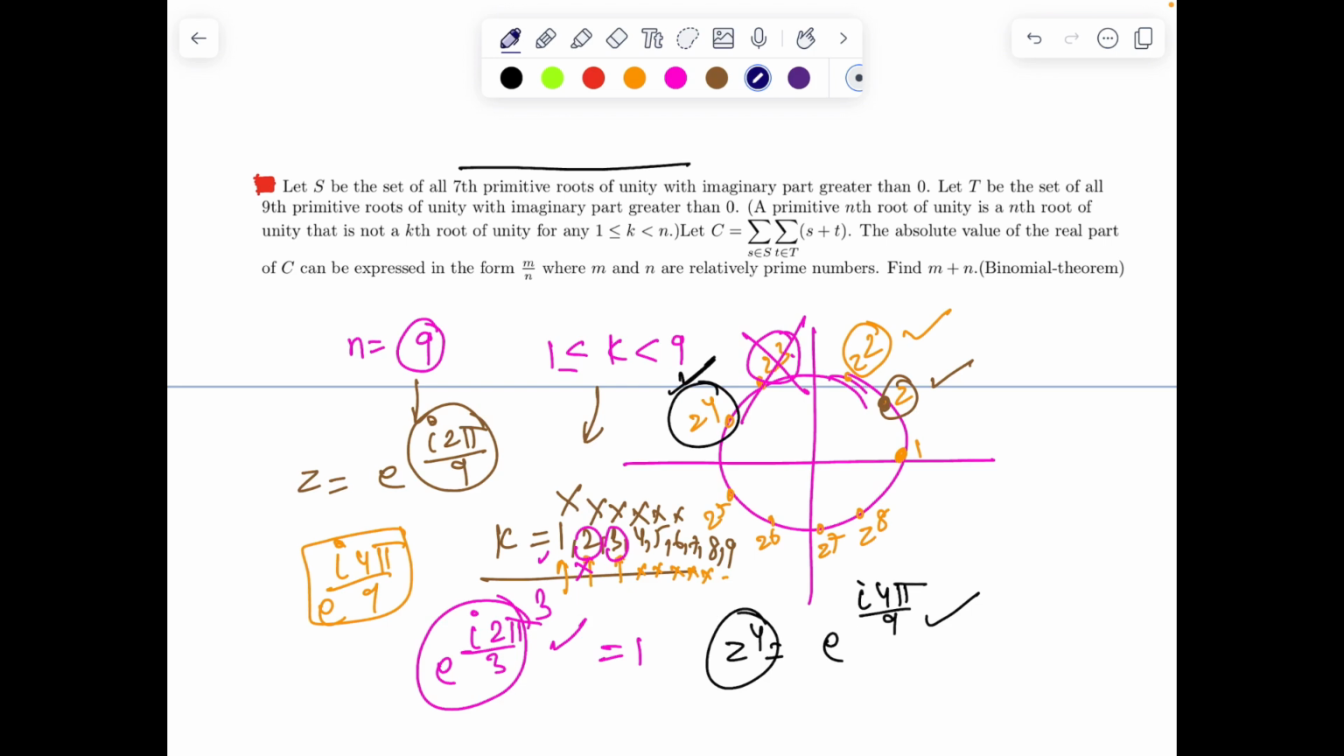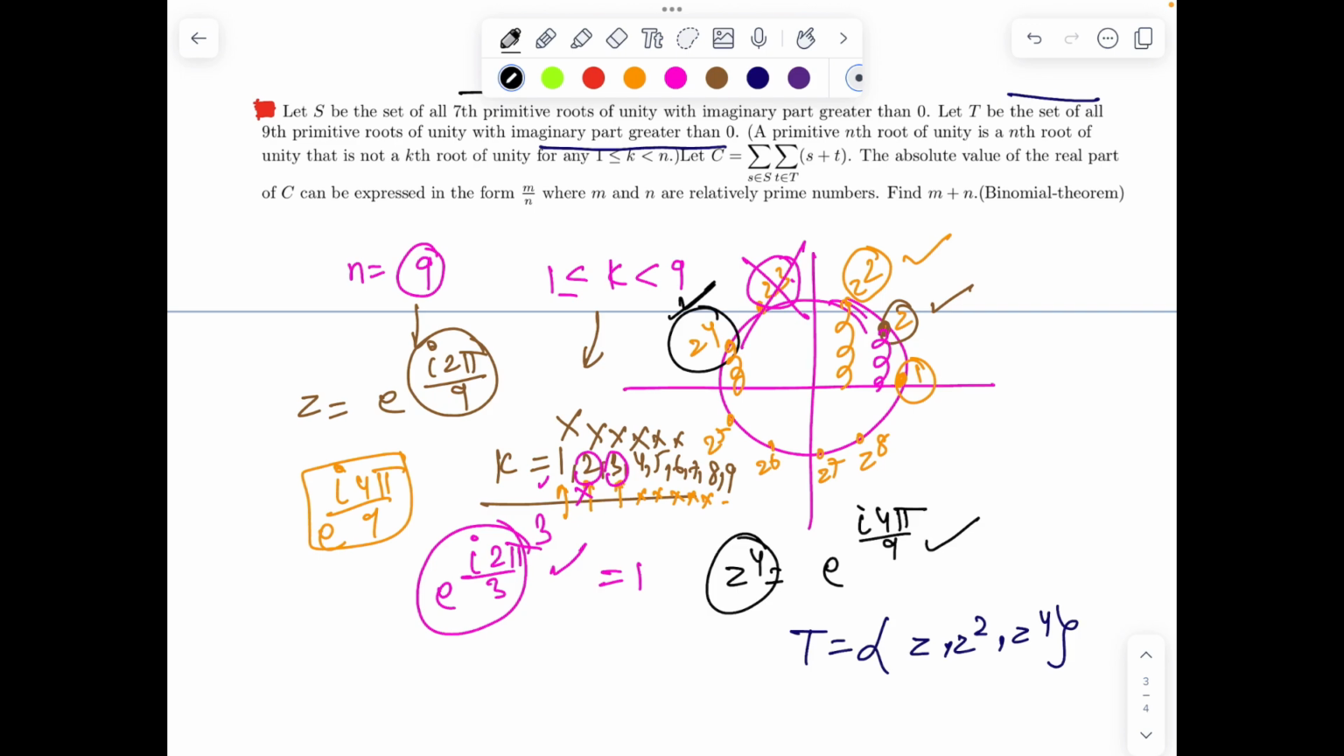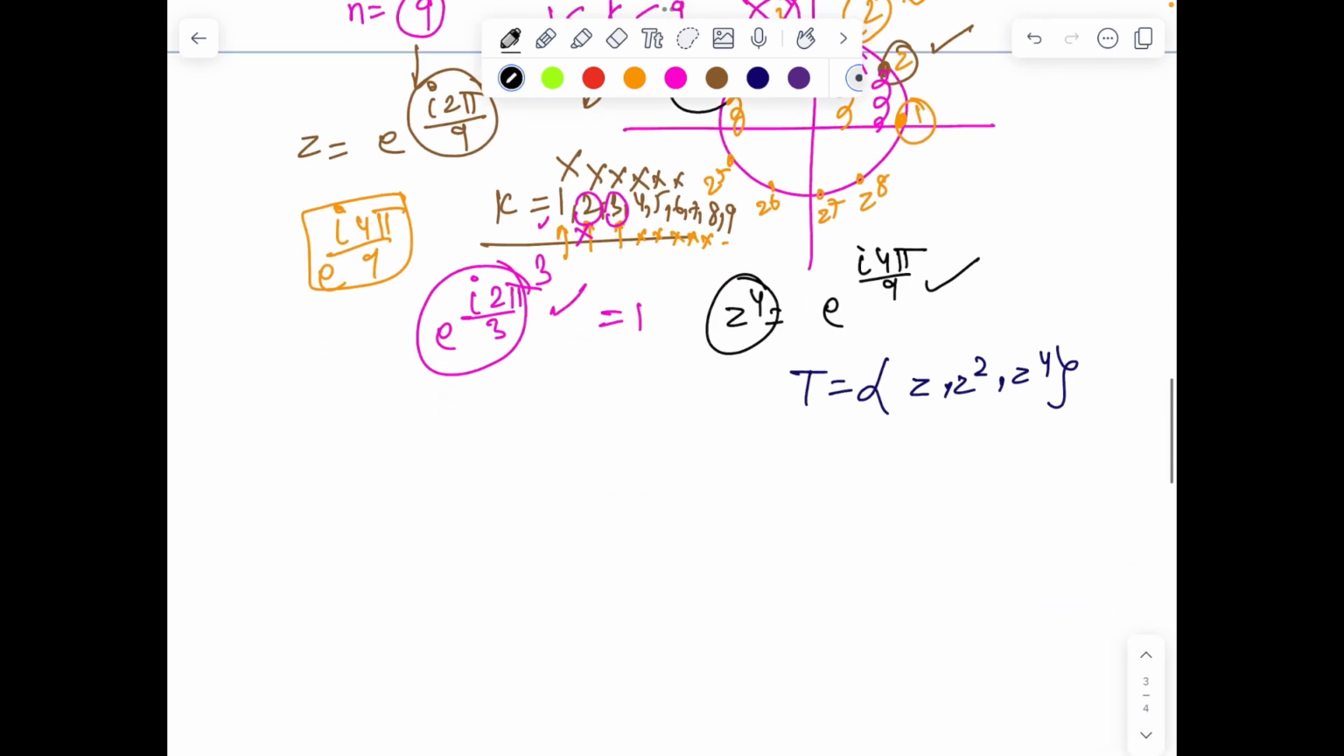Moreover, in our question, what are sets T and S? Set T is the set of all primitive 9th roots of unity whose imaginary part is greater than 0. This means we have already found set T. So set T contains Z, Z square and Z4, because these are the numbers whose imaginary part is this height, and this height is strictly positive. 1 I will not consider because its imaginary part is exactly 0.